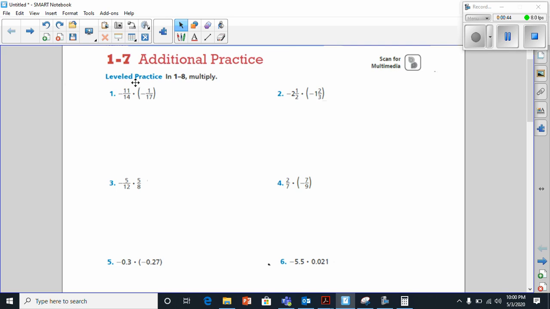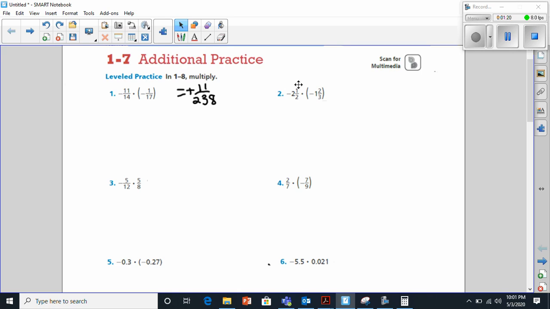The rule for multiplying fractions is we multiply the top number to the top number, the bottom number to the bottom number. So this is going to be the numerator times the numerator and the denominator times the denominator. Well, we can see very easily here that 11 times 1 will be 11, and 14 times 17 will be 238. We know that a negative times a negative is a positive, so that it would be a positive 11 over 238, and that cannot be reduced.